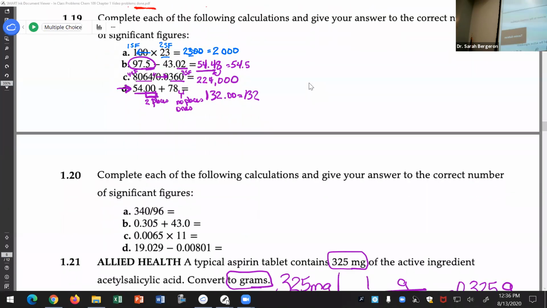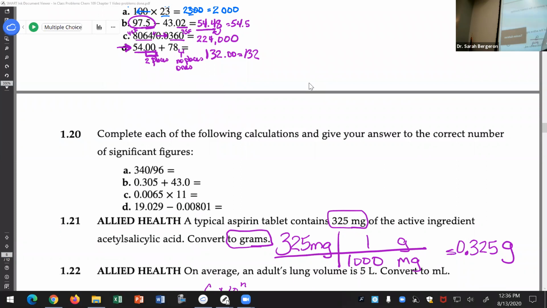All right, now complete each of the calculations and give your answer to the correct number of significant figures. Remind me, what is the rule if I am multiplying or dividing? Your answer is equal to the lowest number of significant figures, if I'm multiplying or dividing. If I add or subtract, what's the rule? My answer is the lowest number of places past the decimal.